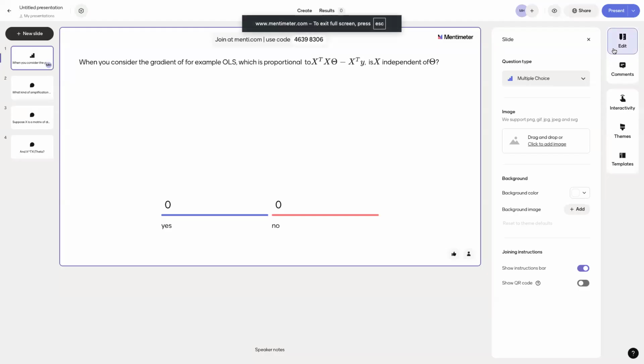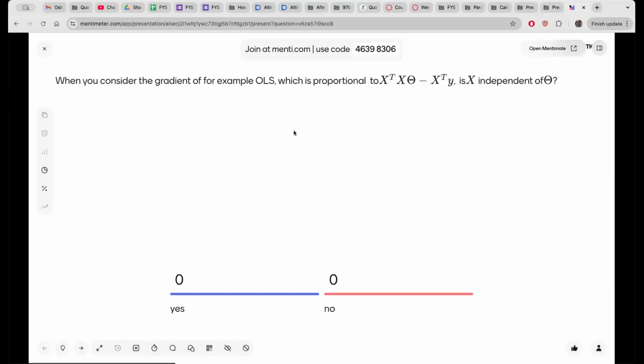You're probably familiar with menti.com. So menti.com. So if you bring up your cell phones, can everybody see the number up there? It's 46398306.